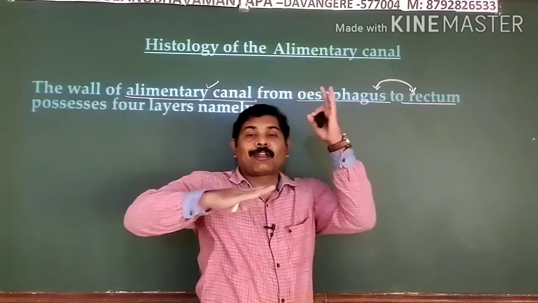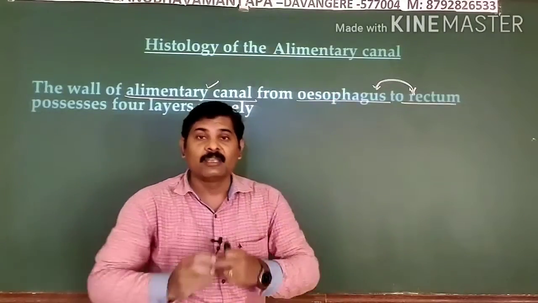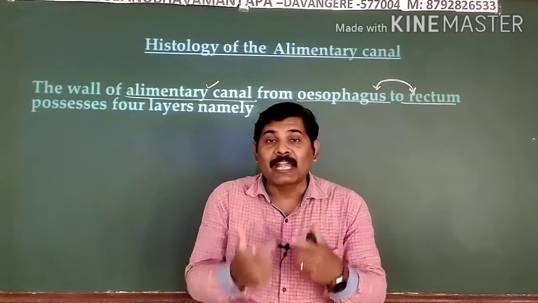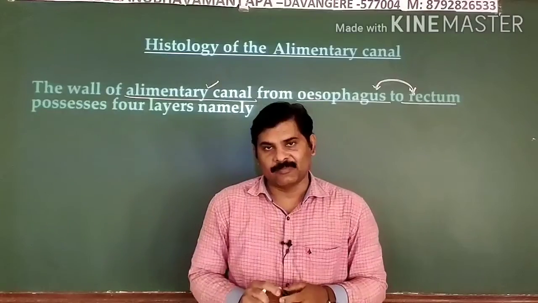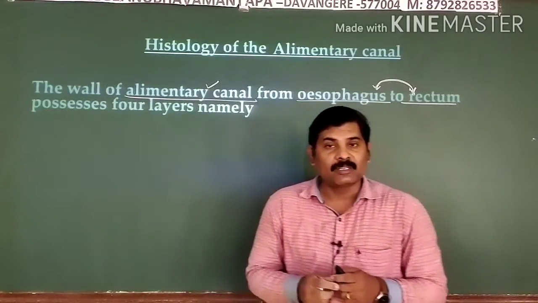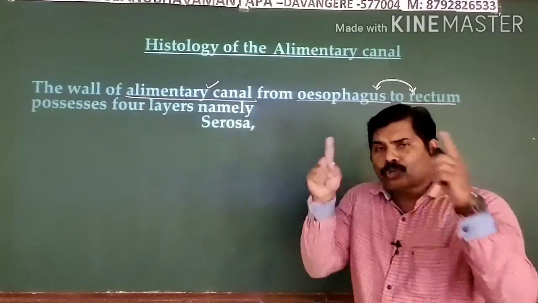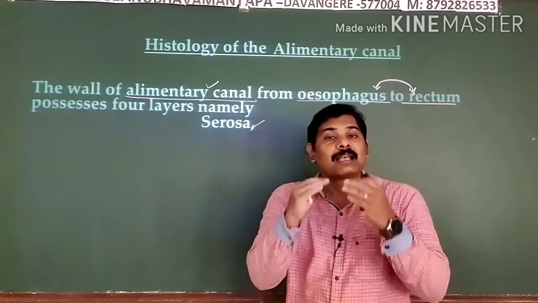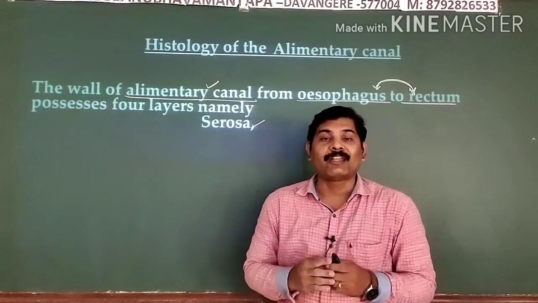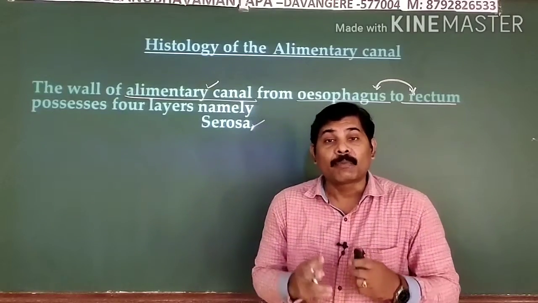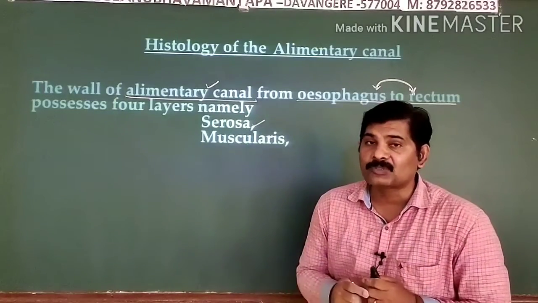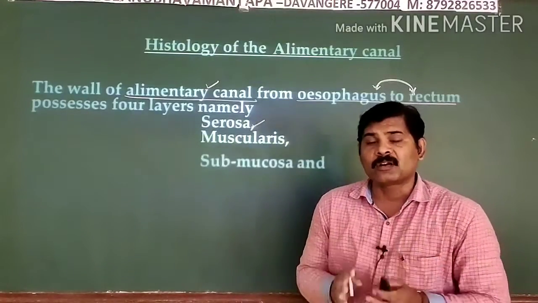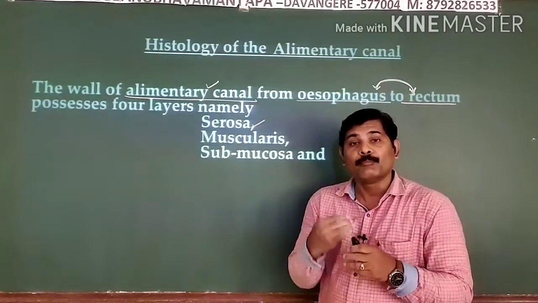When you cut the alimentary canal in a transverse direction and see the wall of this alimentary canal, it is made up of a variety of tissues or layers. The four important layers present within the alimentary canal include the outermost layer, known as serosa. Just beneath the serosa, you can find the second layer, which we call muscularis. The muscularis is the second layer, which is made up of muscles.